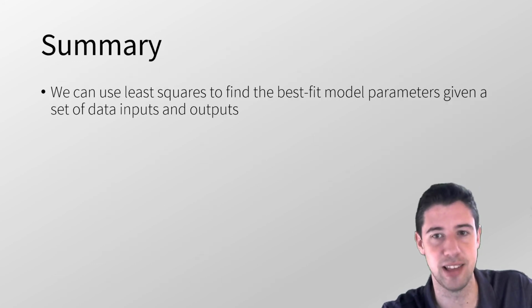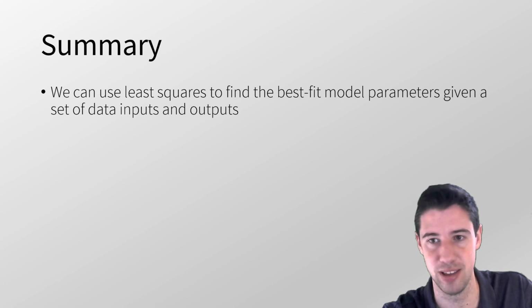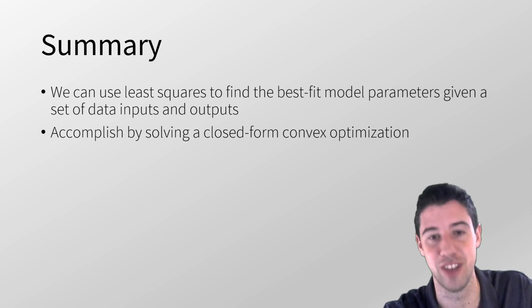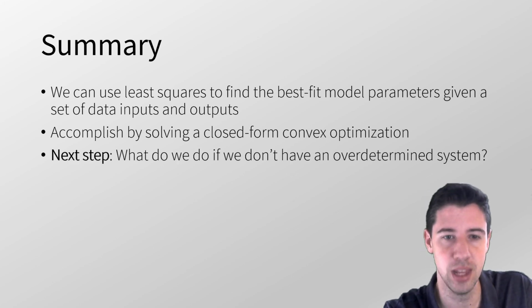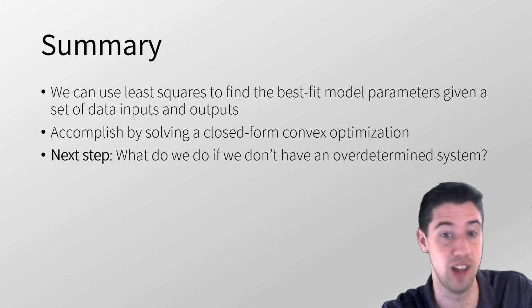Summarizing, in this lesson we showed how we can use least squares to find the best fit model parameters for a linear model given a set of inputs and outputs. Specifically, we showed how we can find these model parameters using a closed-form convex optimization. As hinted earlier, in the next lesson we will look into what we can do if we don't have an overdetermined system, or in other words, the term x transpose x is not invertible.